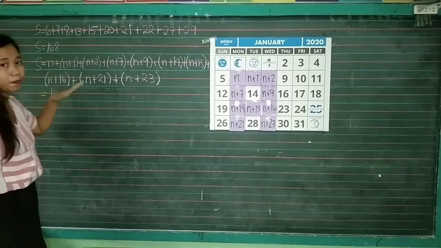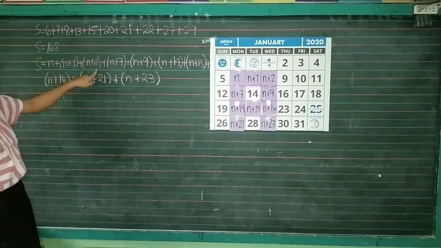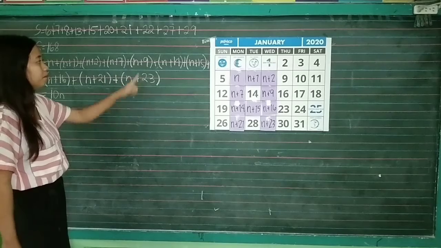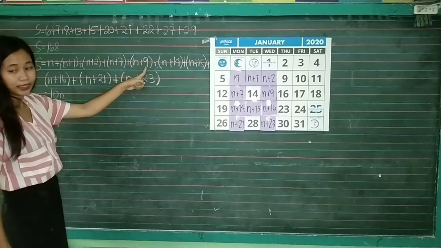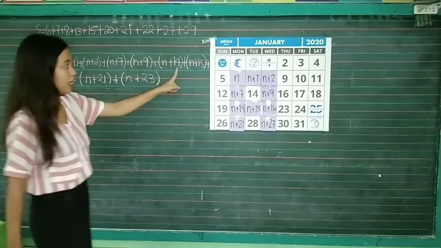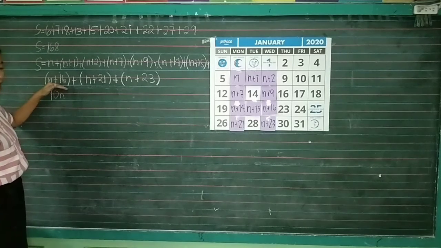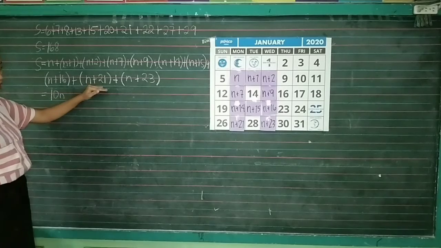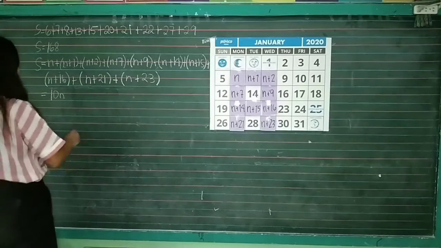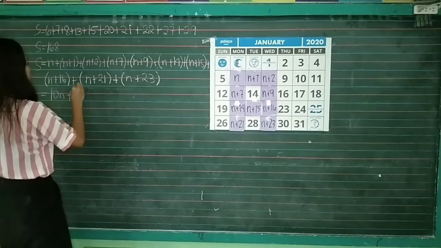Next is, i-add natin lahat ng whole numbers. So, 1 plus 2 is 3, plus 7 is 10, plus 9 is 19, plus 14 is 33, plus 15 is 48, plus 16 we have 64, plus 21 we have 85, and plus 23 we have 108. So our second term is plus 108.